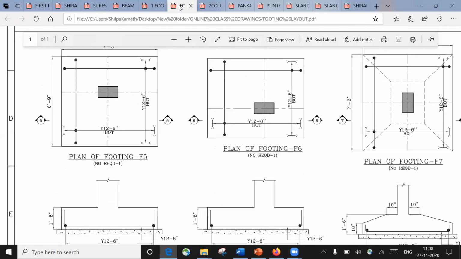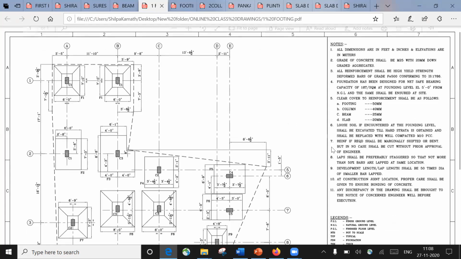or in the general notes itself he can mention: grade of concrete shall be M25, and in the notes he can put in bold letters that grade of concrete to be used for column should be M30. This is what he has to mention here. Whatever you are going to design, the same thing has to be mentioned here, because the same thing should be executed at the site, right?